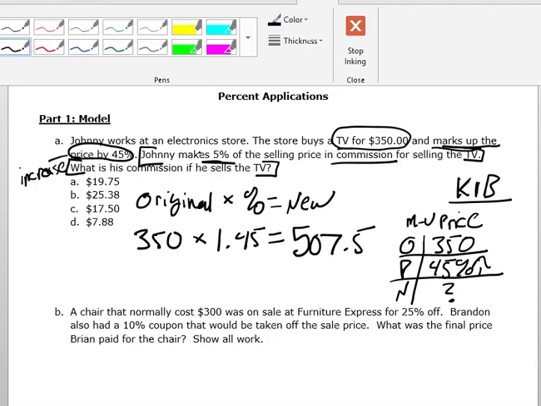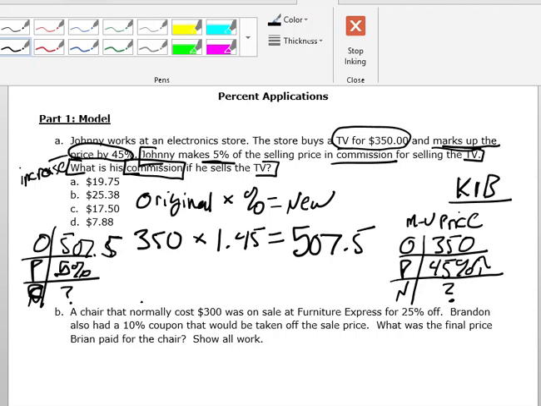Johnny makes a 5% commission. It is asking me for the commission. It is not asking me for how much he makes total. I don't have to do anything funny here. I just need to find the commission. So in my OPN here, my new original is 507.5. My percent is 5%. I'm looking for 5% of that, and this is going to give me my commission, or my new.